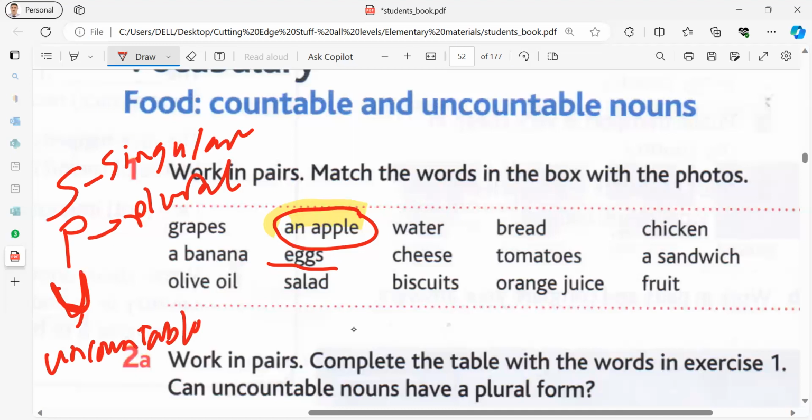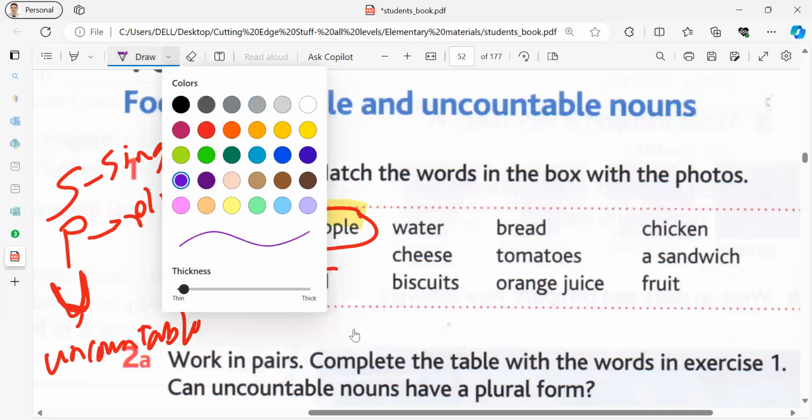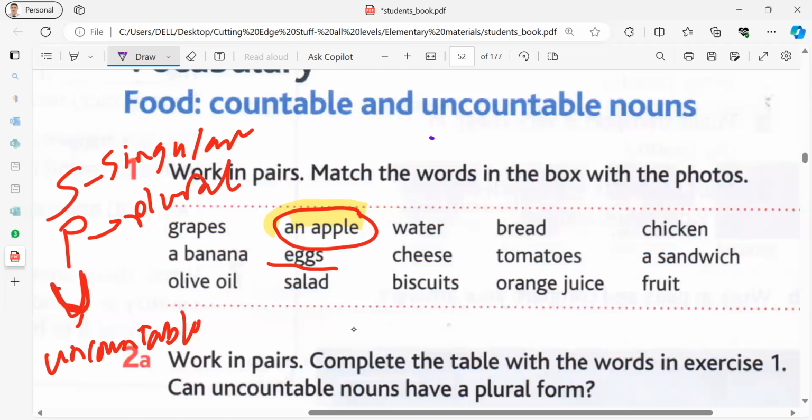Grapes. S, P or U? P, plural. Do you agree, Ibrahim? Yes. Okay, a banana. Singular. How do you know? Because there is just a banana, يعني one banana. Okay, olive oil. Uncountable noun. Exactly. So you write U.